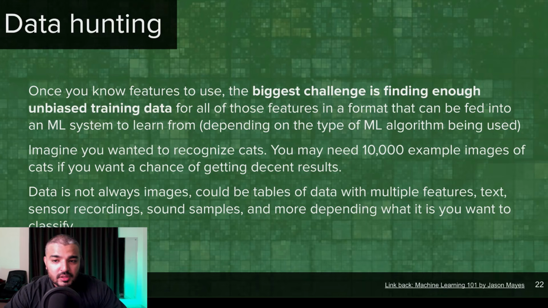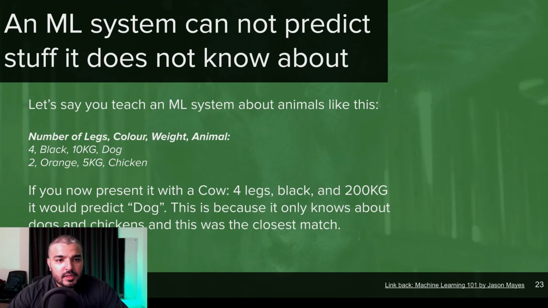So that's the thing, and sometimes data is hard to find, but luckily we have websites like Kaggle, which provides you with some great open source data collections, so you can go ahead and use it at first. An ML system cannot predict stuff if it does not know about it.